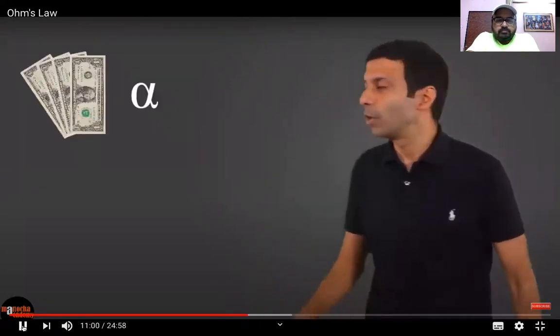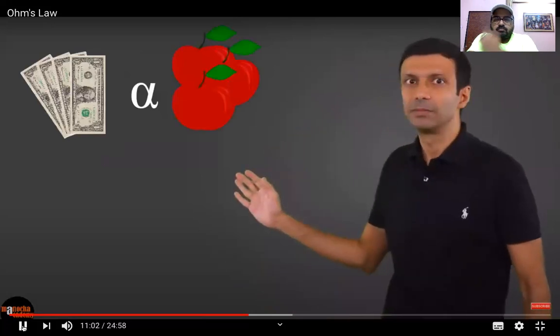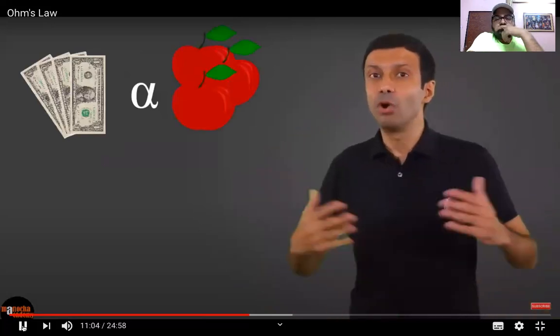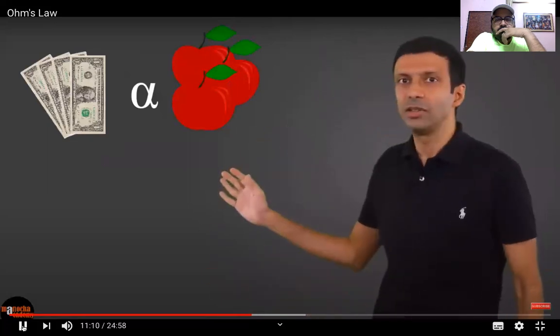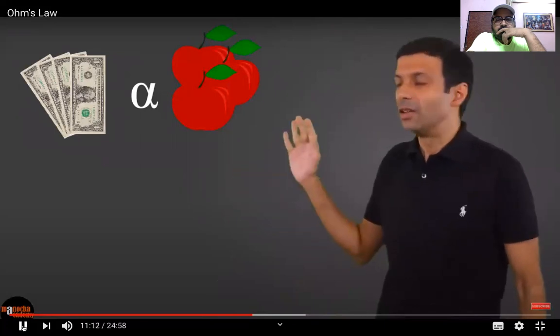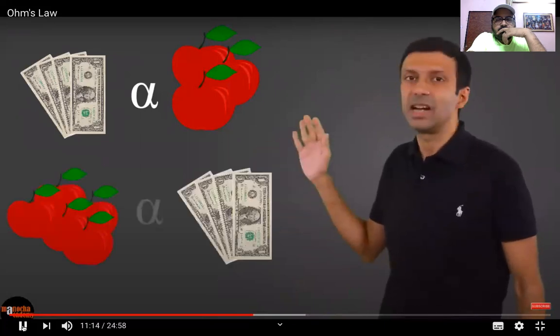Let's say you go to a shop to buy some apples. We can say that your bill is directly proportional to the number of apples you buy. That is, if you buy more apples, obviously your bill will be more. Now I can also reverse the relation and write it as the number of apples you buy is directly proportional to your bill.